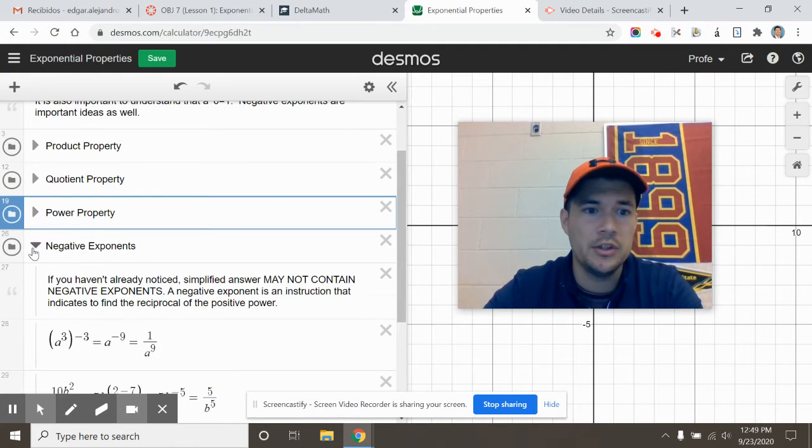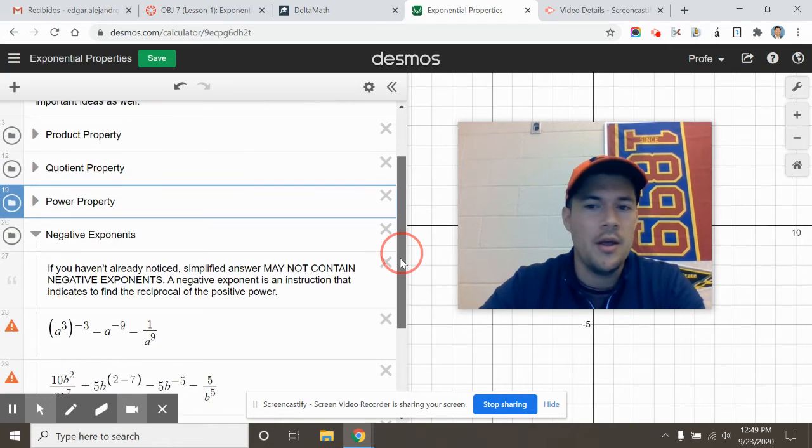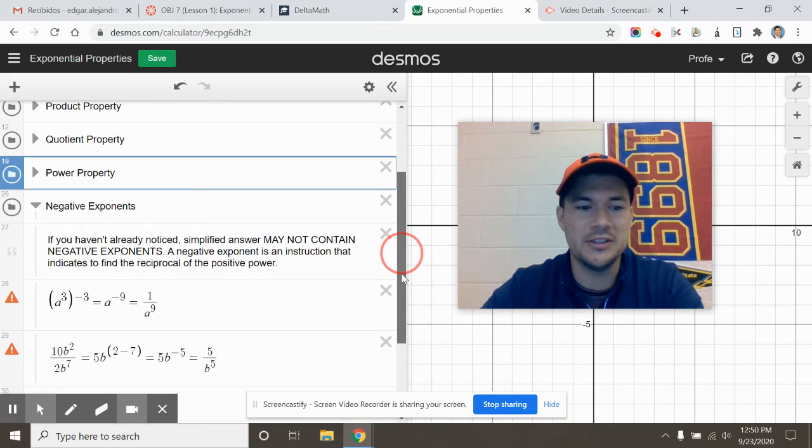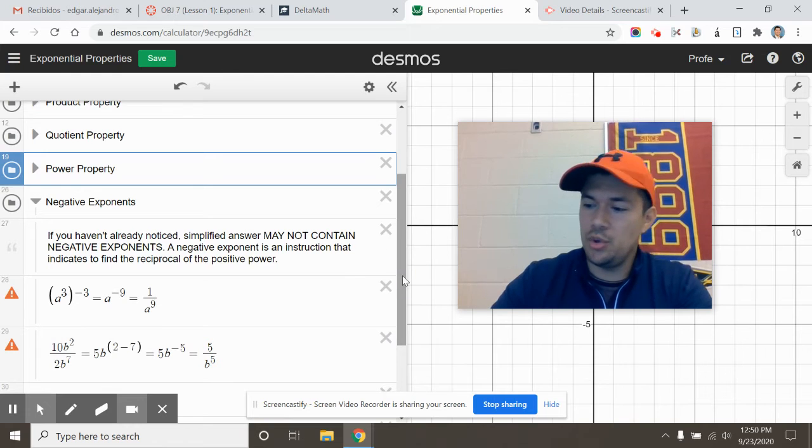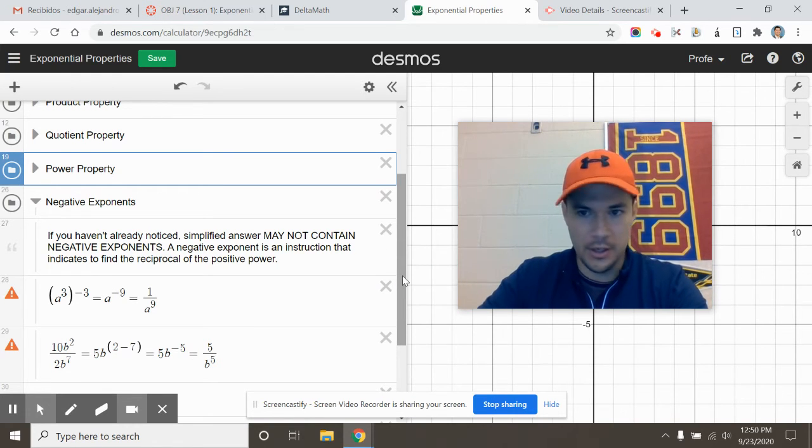And we have one more. So we have negative exponents. Okay, so the golden rule for negative exponents is that they're garbage. You cannot have a negative exponent in a simplified expression. All right, it is not considered under the umbrella term simplified.